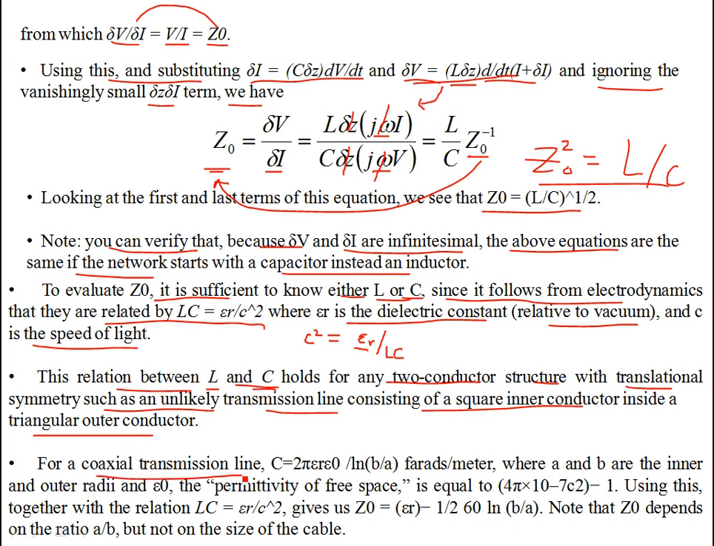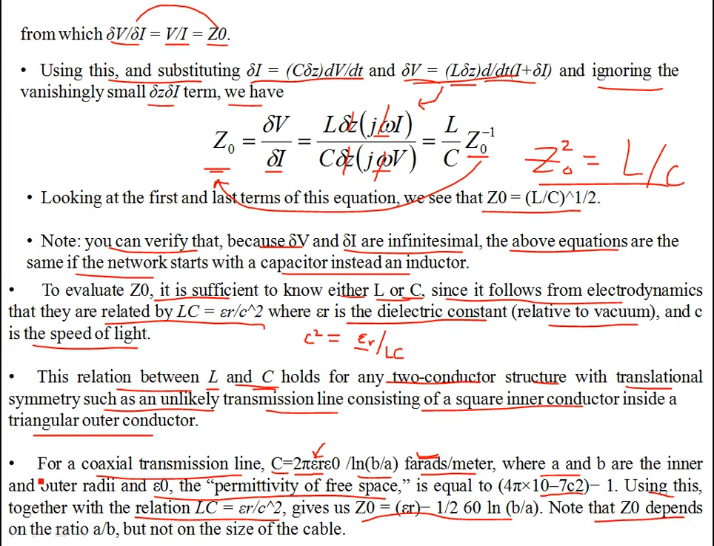So for example, for a coax transmission line, the C is given in terms of the geometrical parameters of the transmission line, and it is filled with any dielectric medium. It's given by 2 pi times the permittivity, epsilon R, the relative permittivity, divided by the natural log of b over a, and notice that this is still in farads per meter. Here a and b are the inner and outer radii, and epsilon naught is the permittivity of free space. Using this together with the same relation that LC is equal to epsilon over c squared, it gives us Z naught as 1 over 2 pi times the square root of mu over epsilon times ln b over a, which is about 60 over square root of ER times ln b over a.